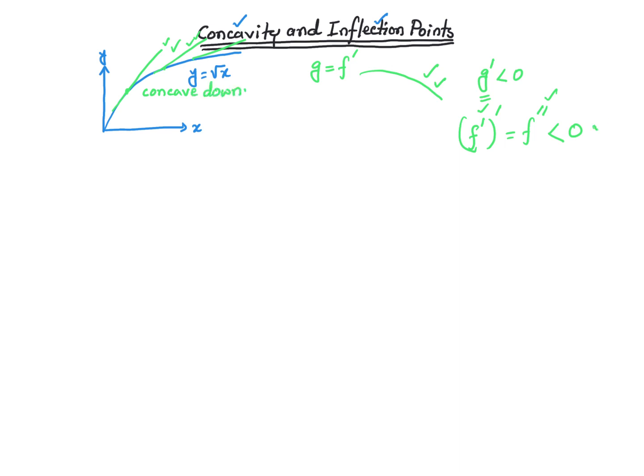And as you can guess, when f double prime is greater than 0, we will call that function concave up. But I will show you an example. But before I do so, let me explain something. If you look at this graph, what do you notice? All of these tangent lines are above the actual graph of the square root of x function.